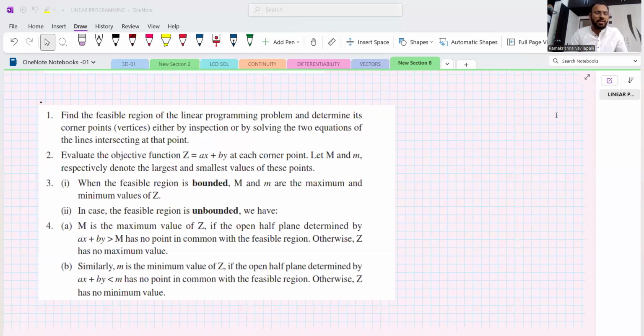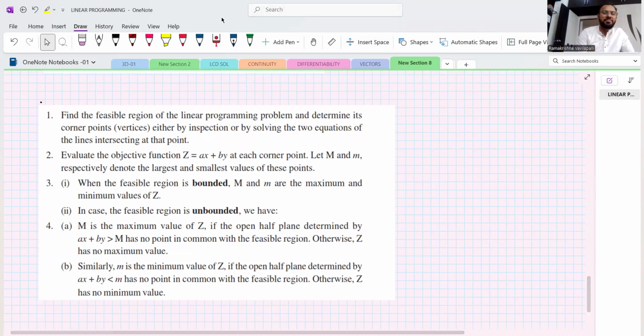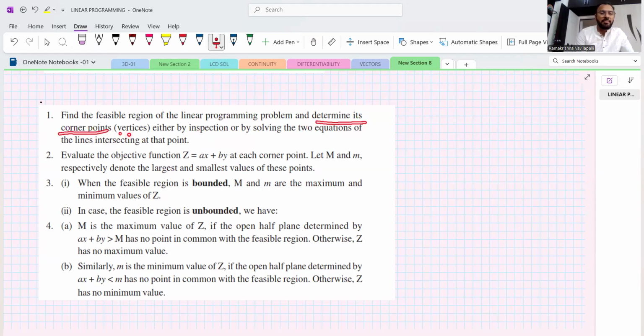Here are a few points. Once again, I want to revise them. Find the feasible region of the linear programming problem and determine its corner points, nothing but vertices, either by inspection or by solving two equations of the lines intersecting at the point. Evaluate the objective function Z equals ax plus by at each corner point.